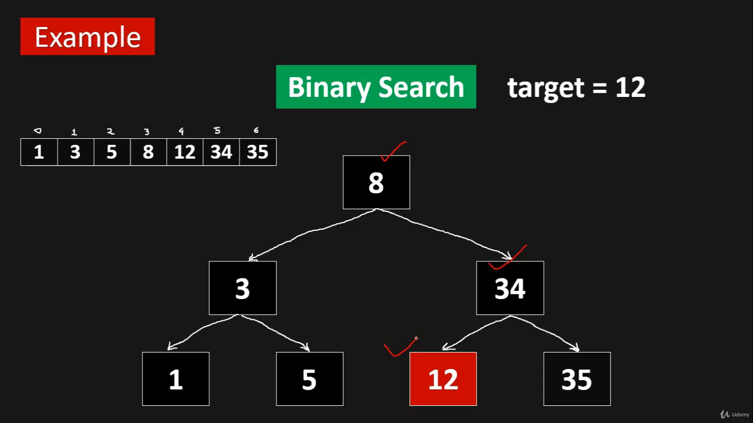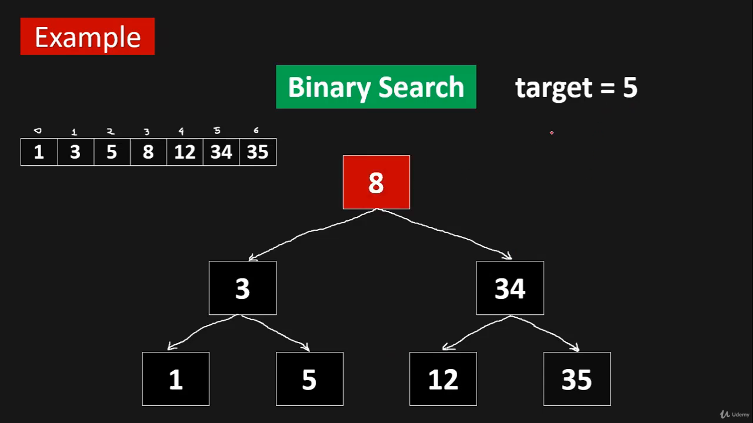Okay? Now let's see how we can find a target value 5 in the binary search tree. We have here target equals 5. First, we're going to check 8 and 5. Is the target greater than 8? No. So let's go to the left subtree.